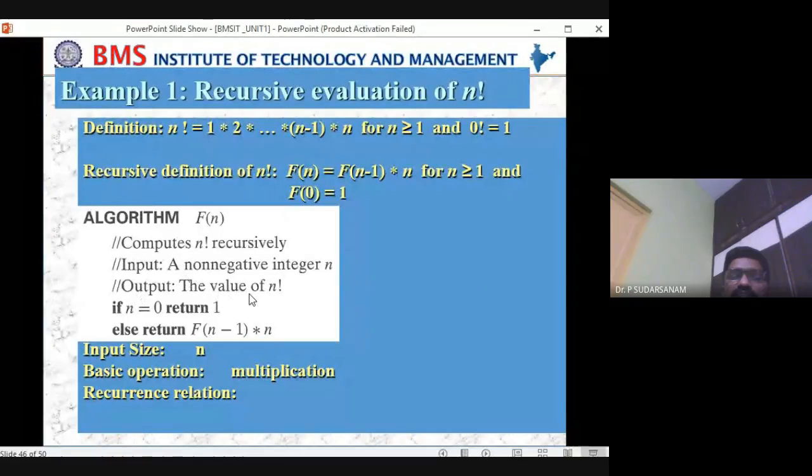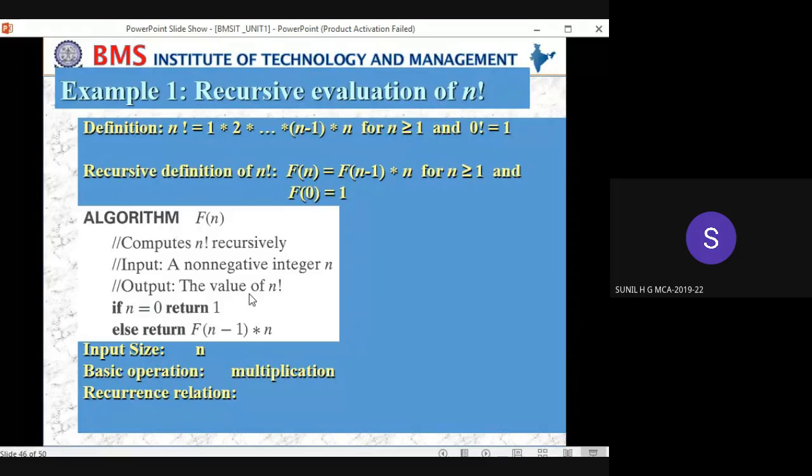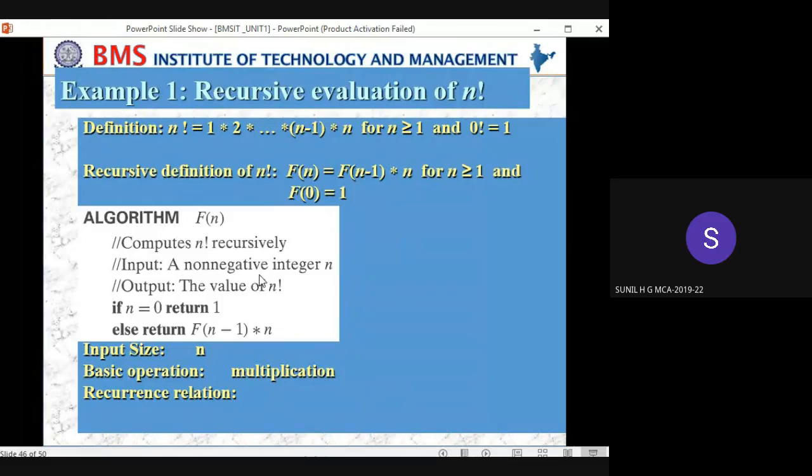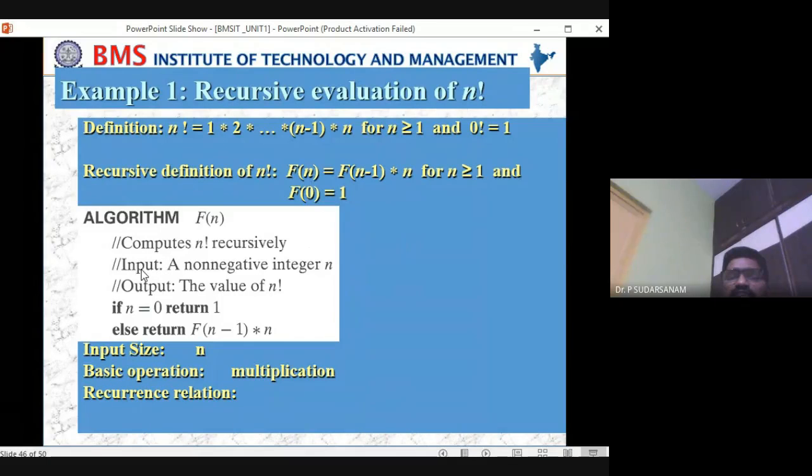What is the second one? Input a non-negative integer n, sir. What is the input size here? N, sir. What they have written in the comment line is the input only. Yes, sir. Otherwise, f of n, n is nothing but the input size. It is what you are giving to the program, not blindly saying something. You try to understand the concepts.